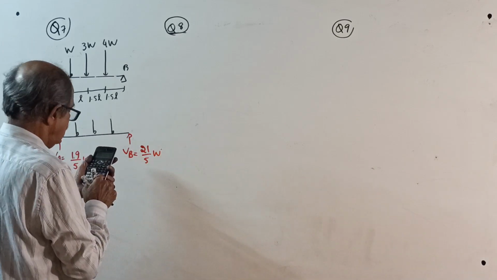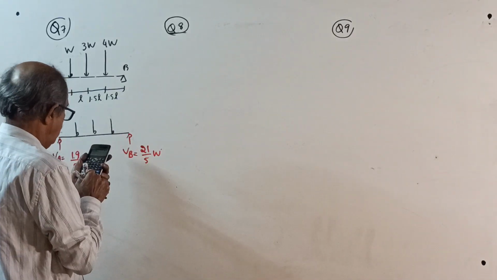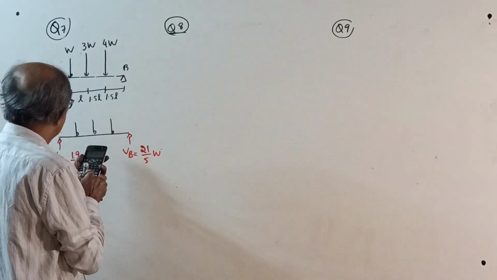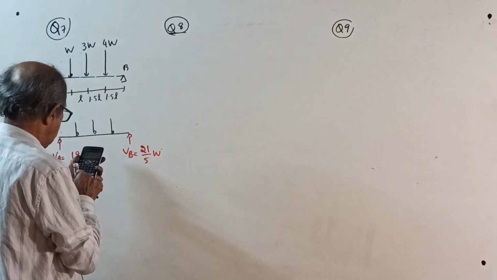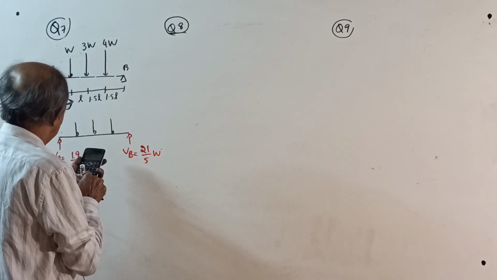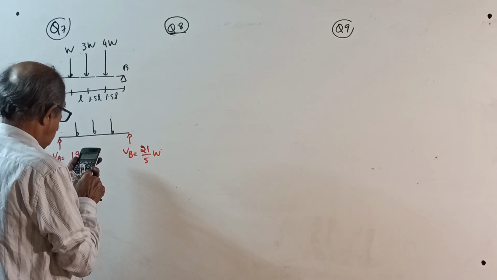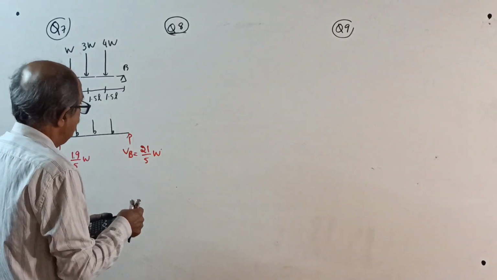But I'll check the answer. I am taking moment about the other point. Any mistake I can make out immediately. Something wrong. 1 is 4 into 1.5 plus 3 into 3 plus 1 into 4 divided by 5. Correct. Okay, perfectly correct. 19 by 5.